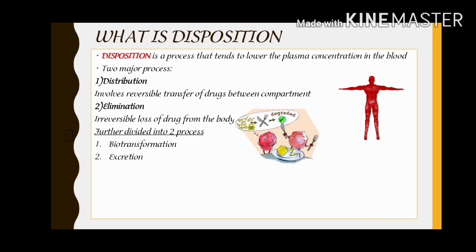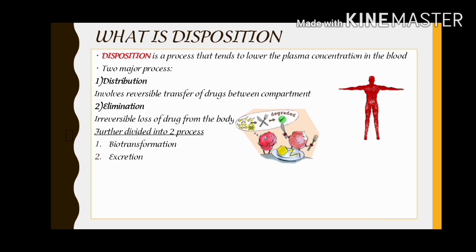So before we know what distribution is, we need to be familiar with the term disposition. Disposition is a process that tends to lower the plasma concentration in the blood. Overall, it is a sum of distribution and elimination. So distribution involves reversible transfer of drugs between compartments.